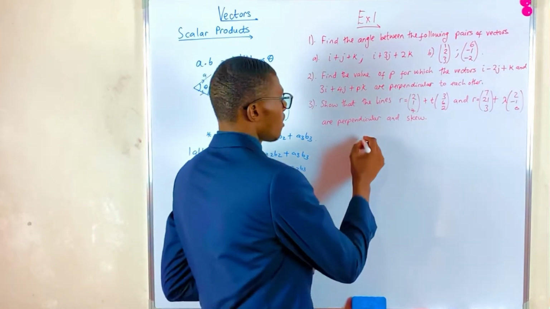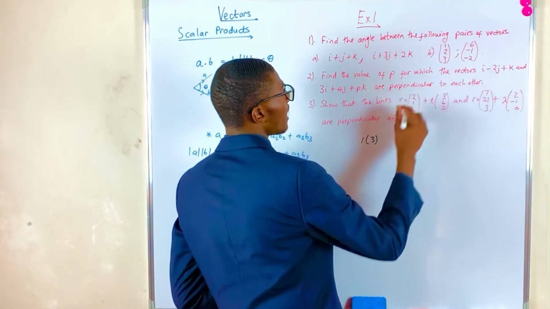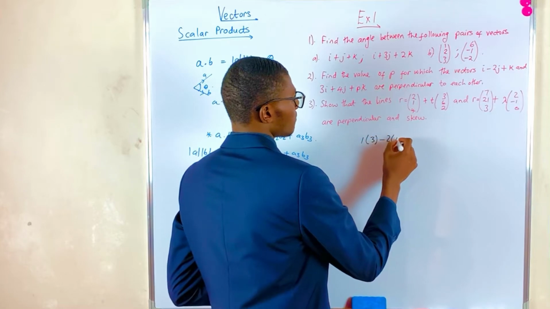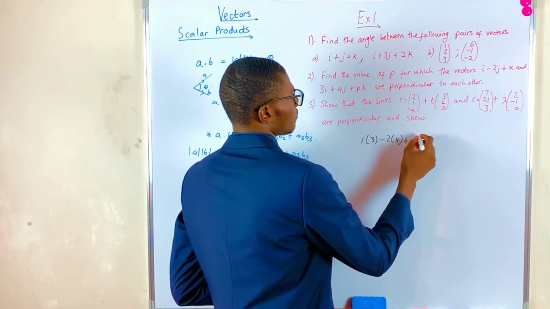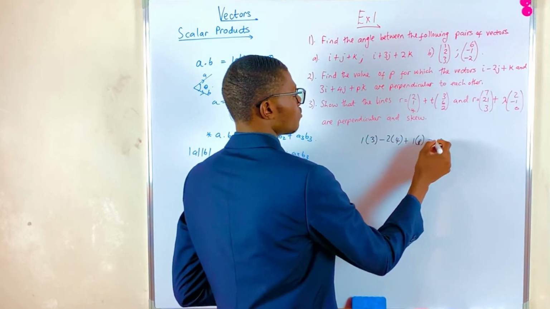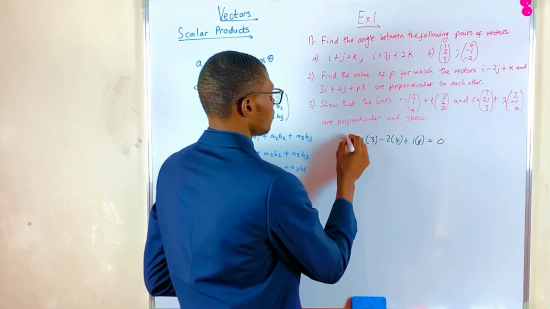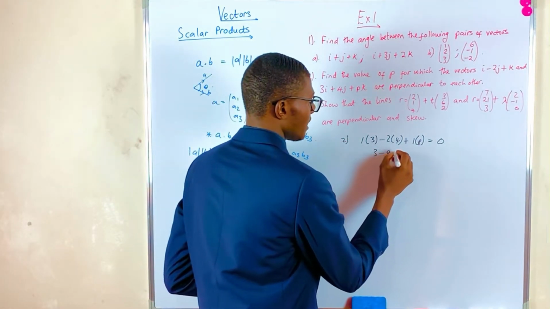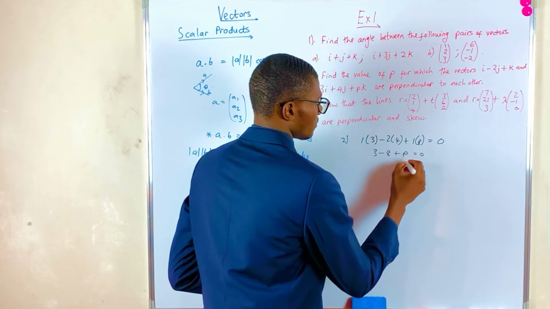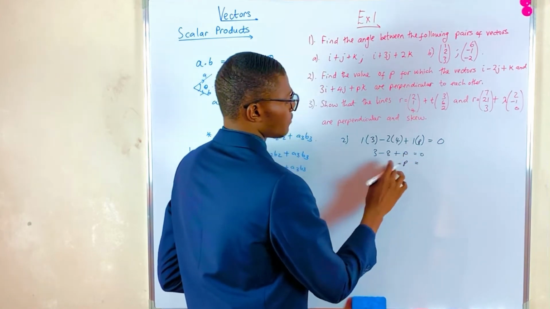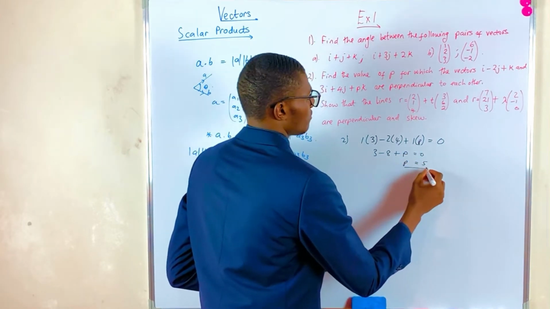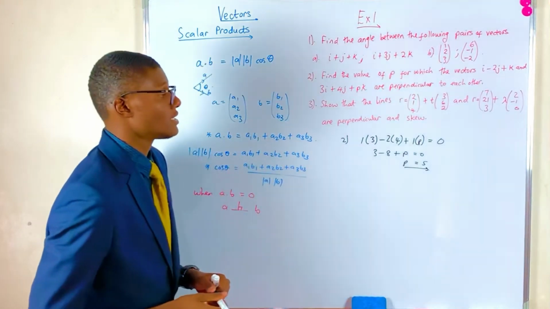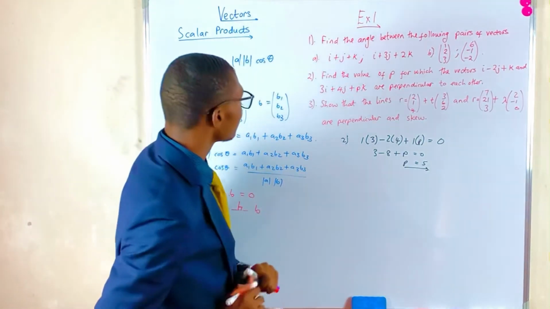So we're saying 1 times 3 for the i's, then minus 2 times 4 for the j's, plus 1 times p for the k's. This should give us 0. This is number 2. So 3 minus 8 plus p is equal to 0, and p is simply equal to 5. So p is equal to 5. As simple as that. Then now moving on to number 3.